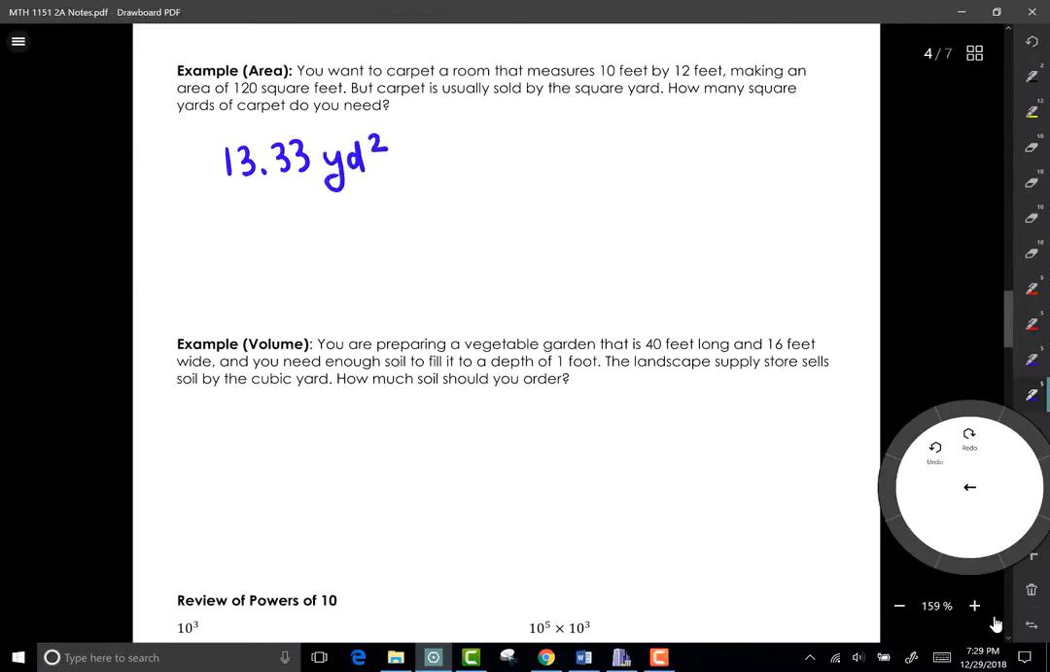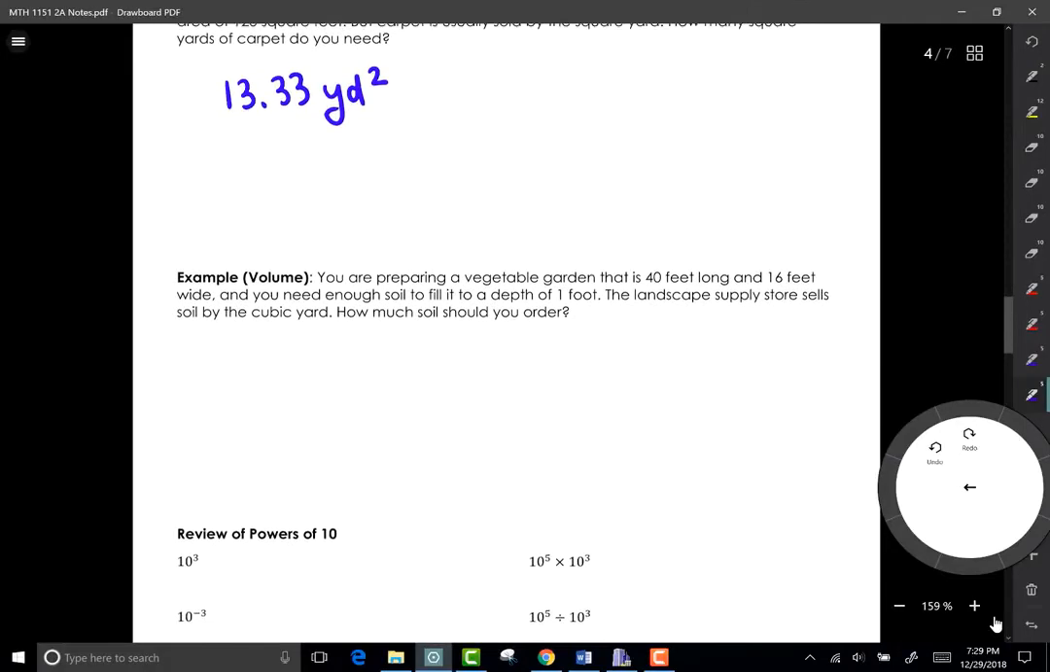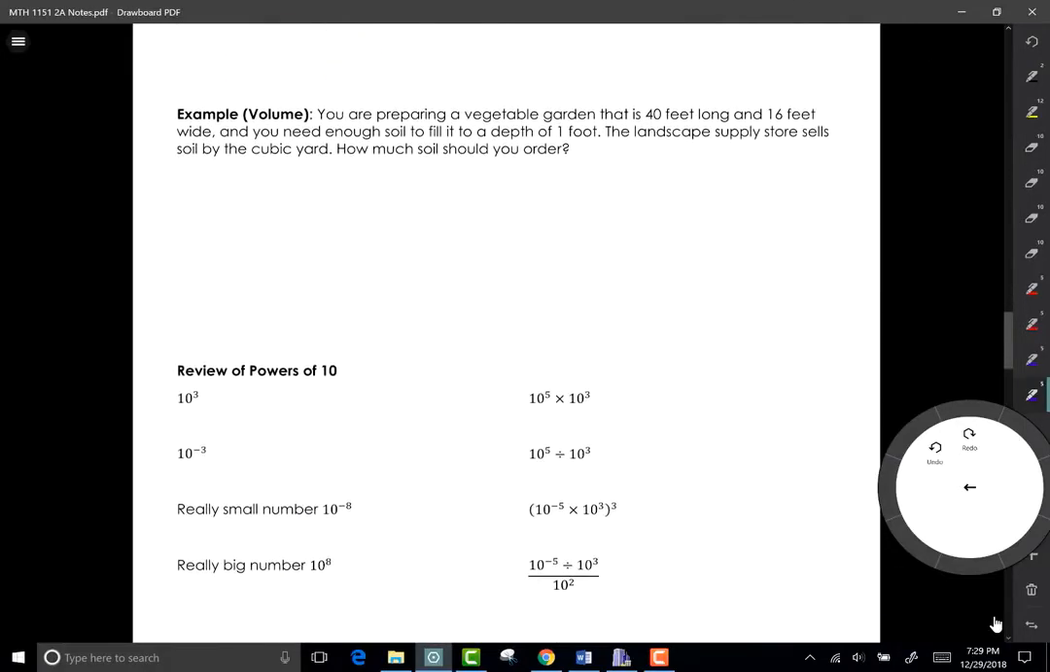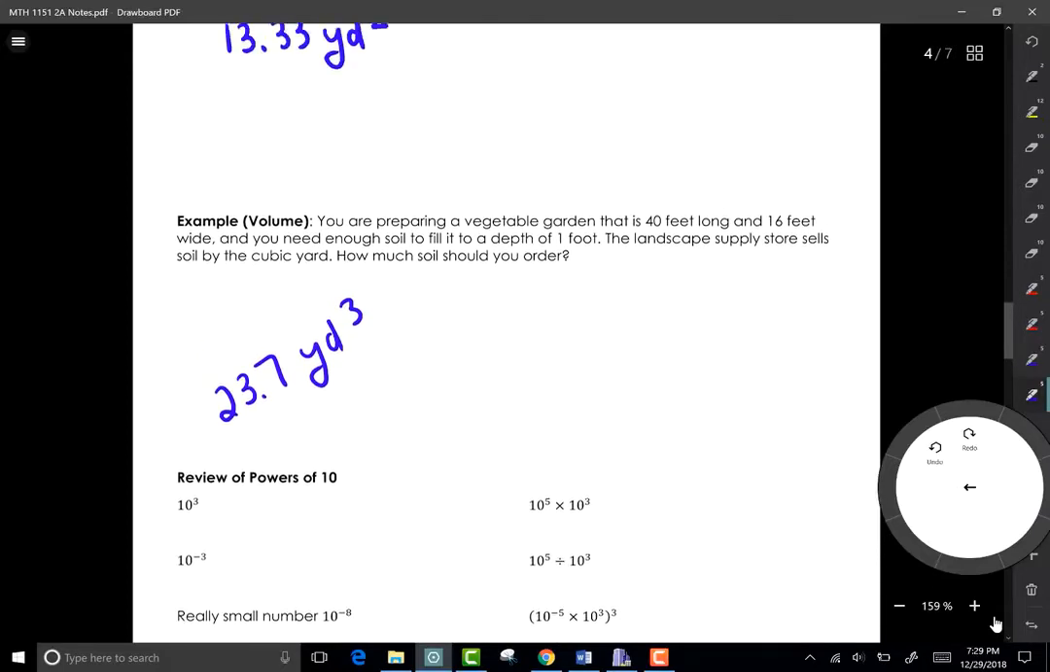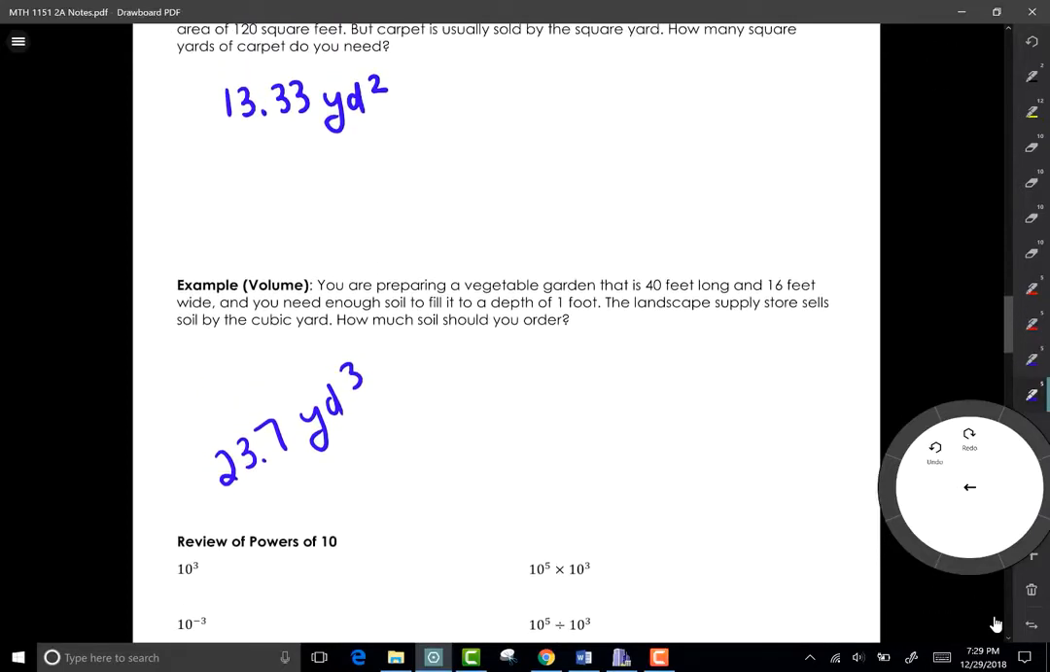yards squared. In this second example, it says you're preparing a vegetable garden, and it gives you the volume. It gives you the 3 dimensions, 40 feet long, 16 feet wide, and then 1 foot deep. And you need to figure out the cubic yards of the amount of soil that you need. So you need to figure out the cubic yards of that vegetable garden. When you do that, you should get 23.7 yards cubed. So pause the video and try to do those yourself and see if you can get those answers.